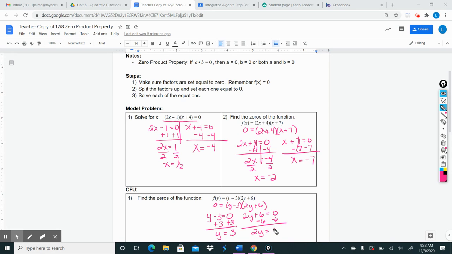2y equals -6. We're going to divide both sides by 2, and we get y is equal to -3. So our lesser value is -3, our greater value is 3. So those are your values of y. And you can always write your answers in a solution set with -3 first, comma 3. Those are your values of y that would make the zero product property true.